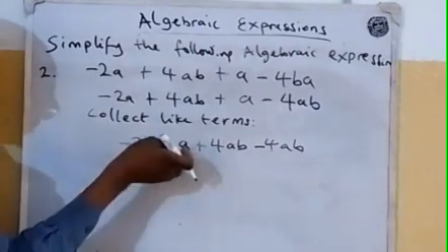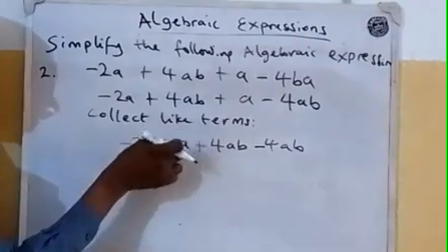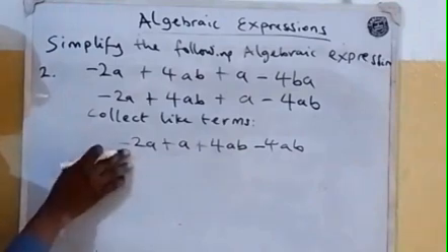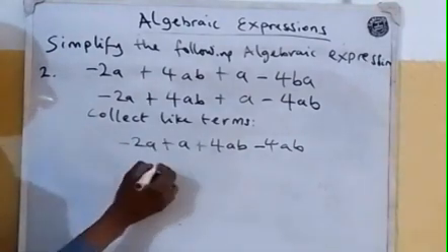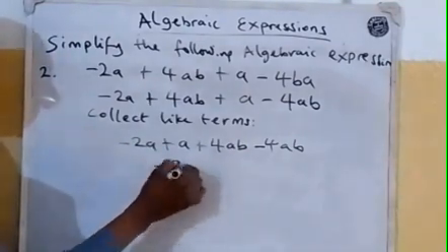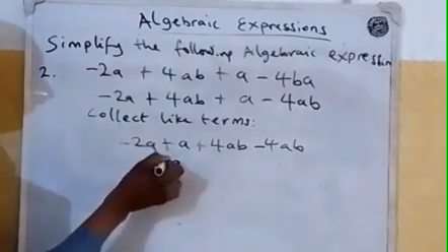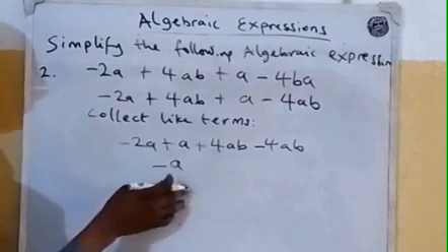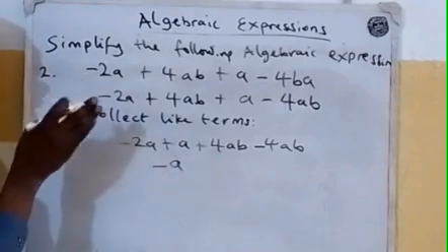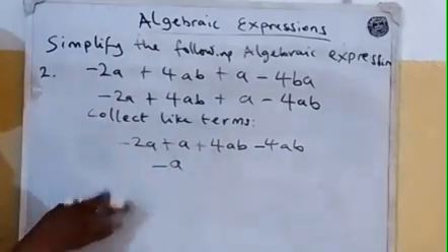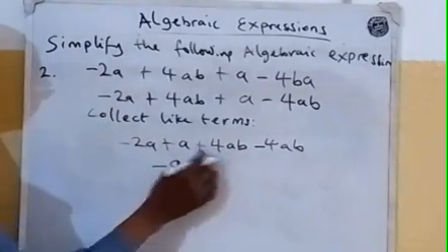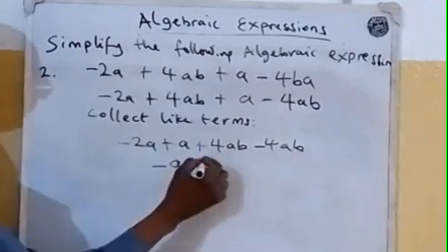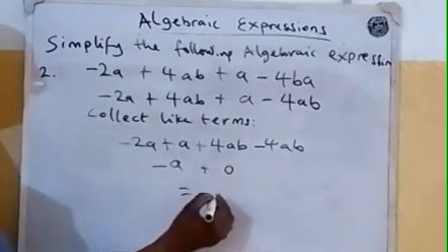Normally, if you have just a like this, the coefficient in front of it is 1. Whatever number is in front of it is 1. So minus 2 plus 1 is minus 1. That is minus a. Most times we don't write the 1 in front of it. If you just see a single variable without any number in front of it, you know that the coefficient of that variable is 1. So this is minus a. Then this one is 4ab minus 4ab. 4 minus 4 is 0, plus 0. The answer here is minus a.